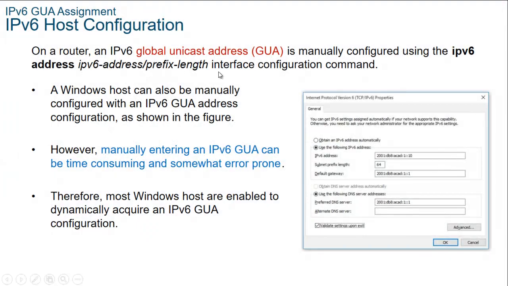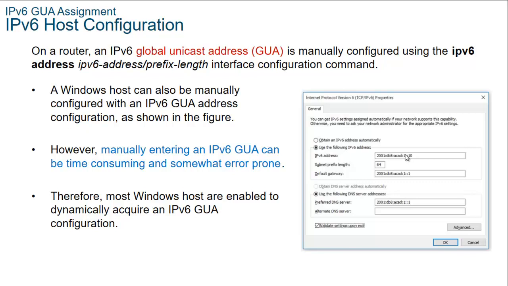On a router, an IPv6 Global Unicast Address, or GUA, is manually configured using the IPv6 address command followed by the IPv6 address and the prefix length for the interface. A Windows host can also be manually configured with an IPv6 GUA address configuration, as shown in the figure here. But then again, manually entering this can be very time-consuming because it has a lot of numbers, and also because it has a lot of numbers, it could be somewhat error-prone.